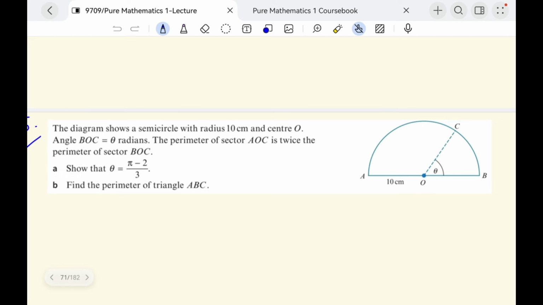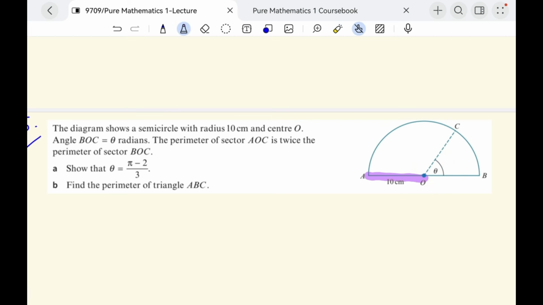The diagram shows a semicircle with a radius of 10. Okay, here is the radius of this semicircle. Alright, I forgot to mention: a shape which is bounded by the diameter and half of the circumference, we call it a semicircle. Okay, and the center O, because the two ends of the radius are O and the point of intersection with the arc. Okay, and the angle BOC is theta radian. So this is your theta.